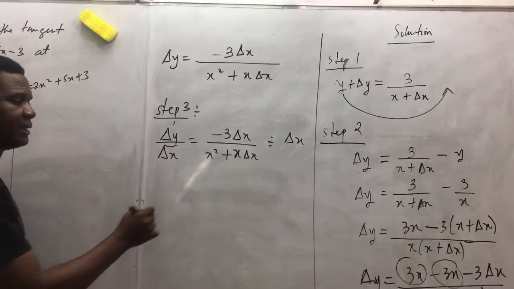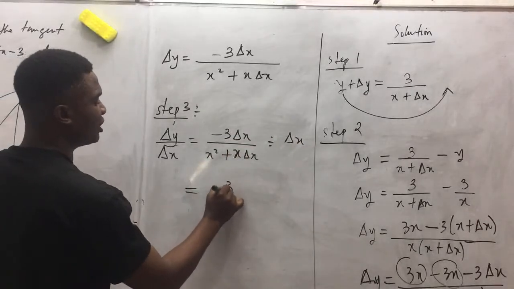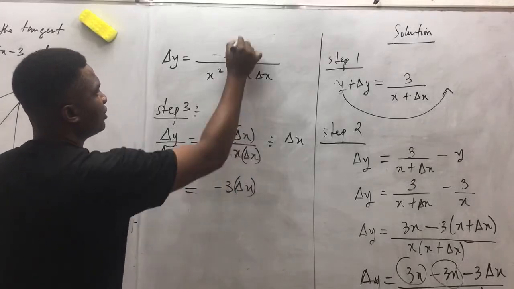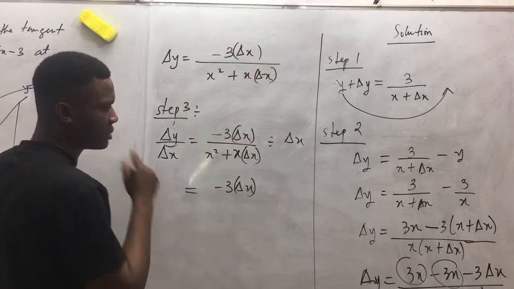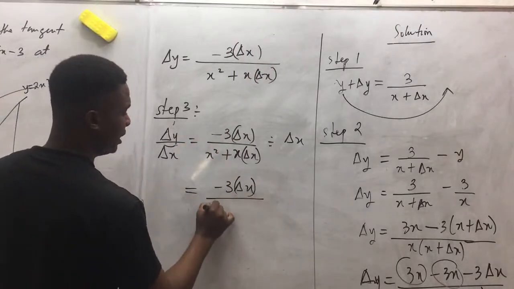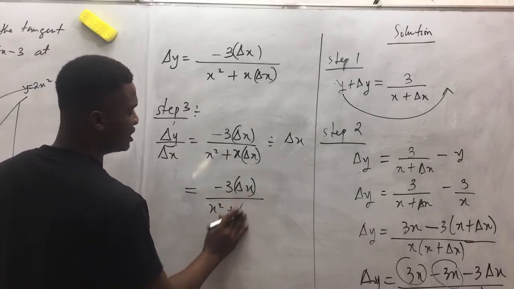And that would mean minus 3 change in x. I'm going to do this so that it is easily understood. Now, minus 3 over x squared plus x change in x.